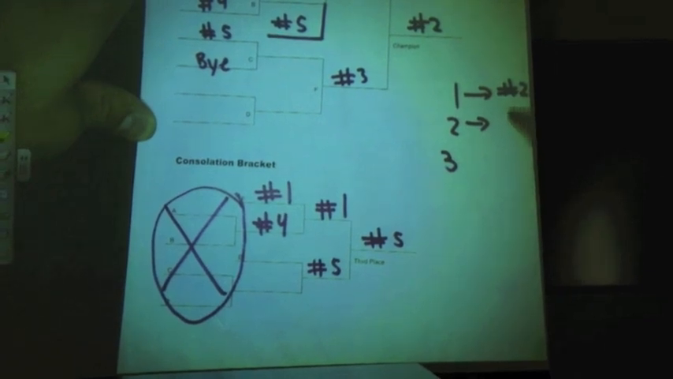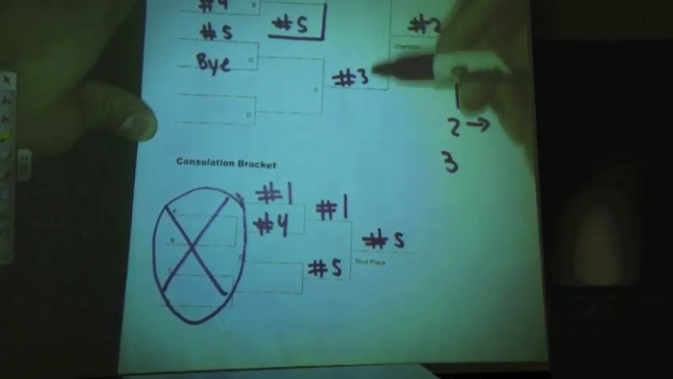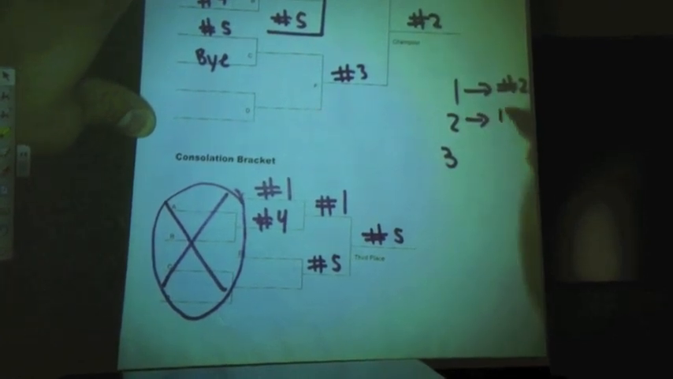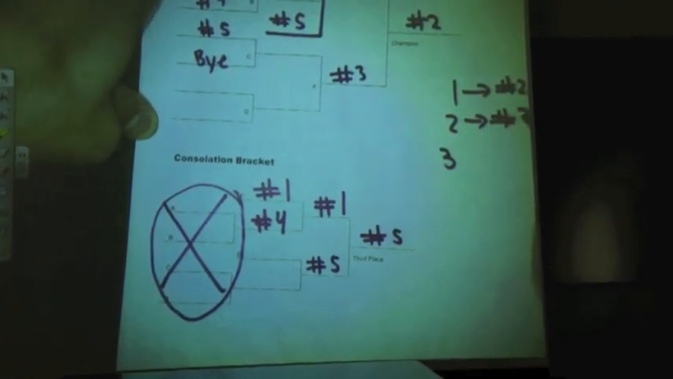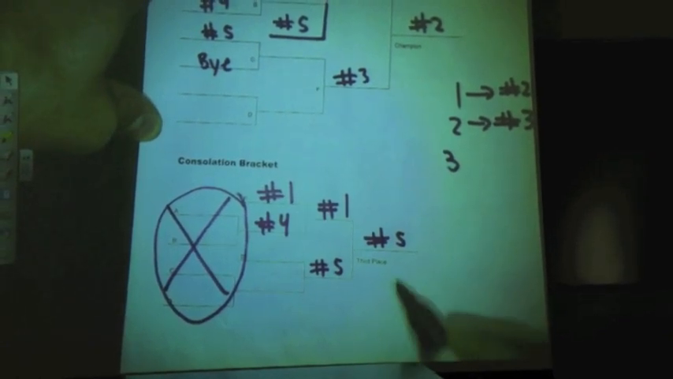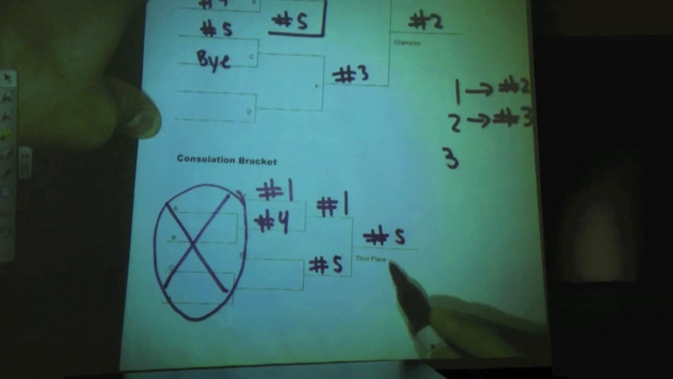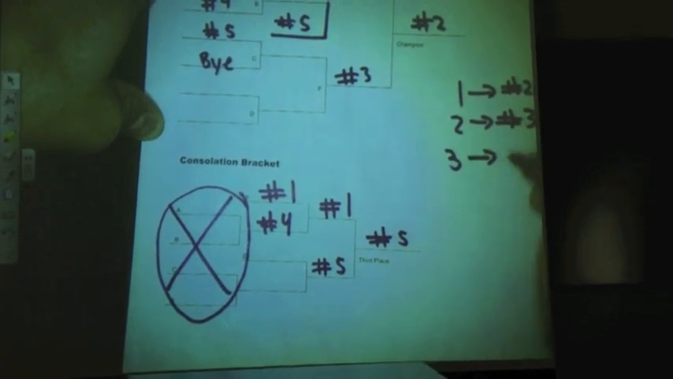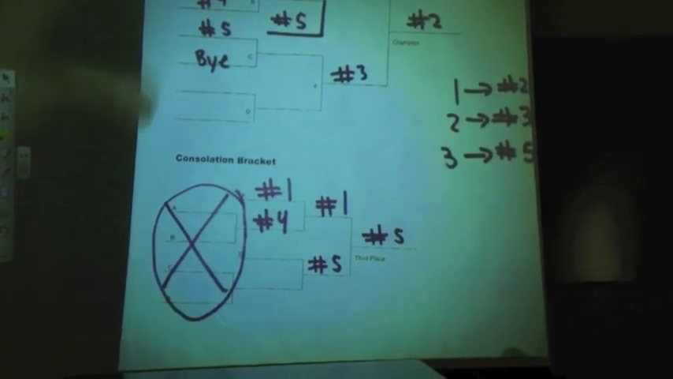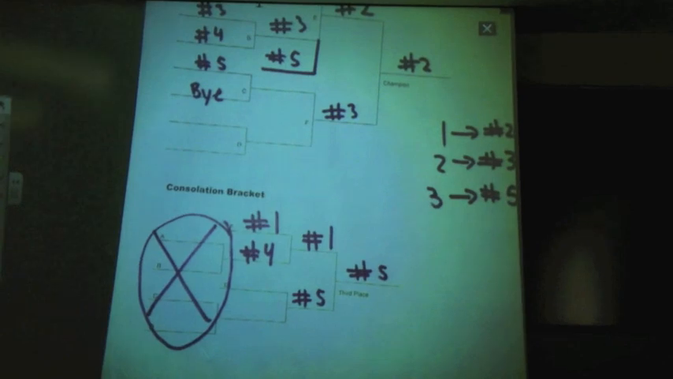So for 1st, 2nd, and 3rd place, we're going to have number 2 as our winner. The runner-up is going to be the person that lost in the finals, which would be number 3. And for 3rd place, we're going to have the winner of the consolation finals, which is going to be number 5.